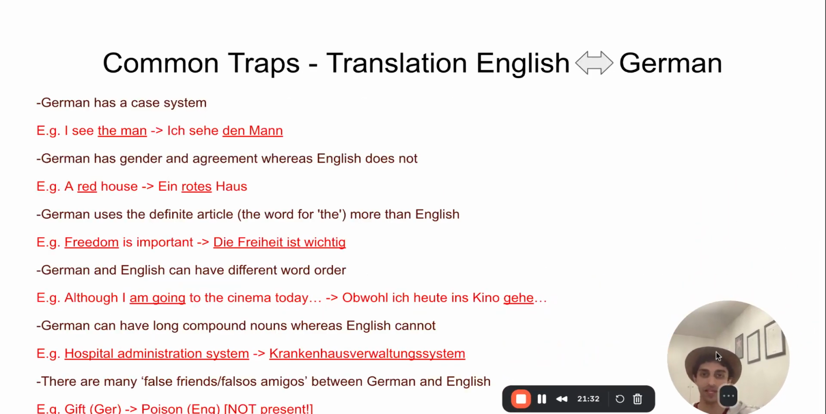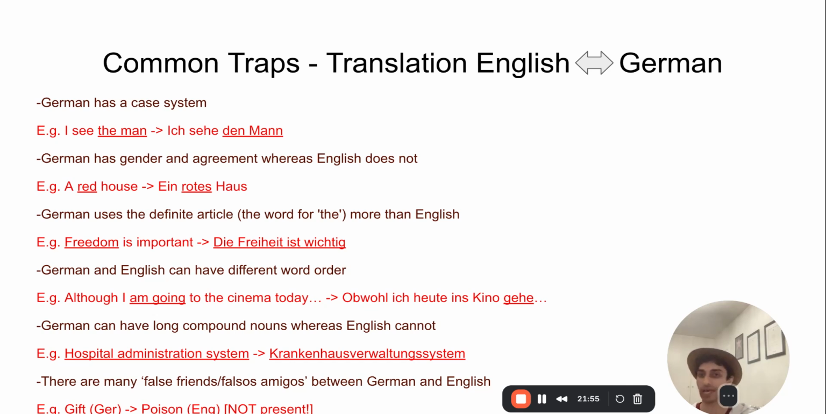Okay, as promised, we're going to look at some of the differences here between English and German. They are two languages within the same language family, not just Indo-European, but specifically Germanic languages. But there are key differences between them, and that's why translating between the two languages can definitely be tricky. These are the common traps, or some of them.